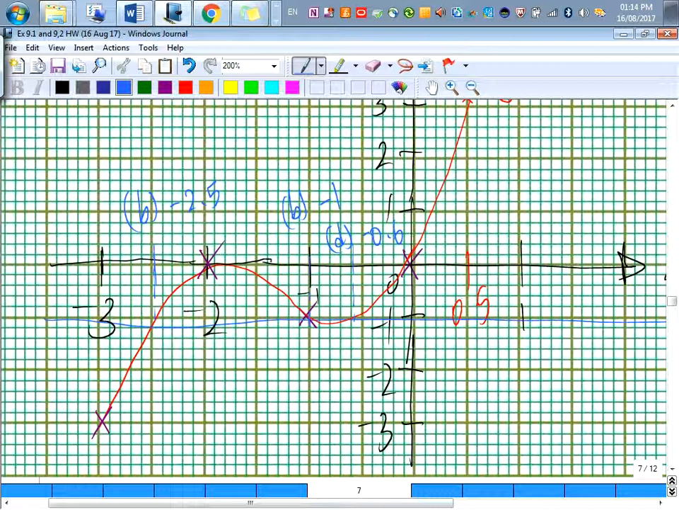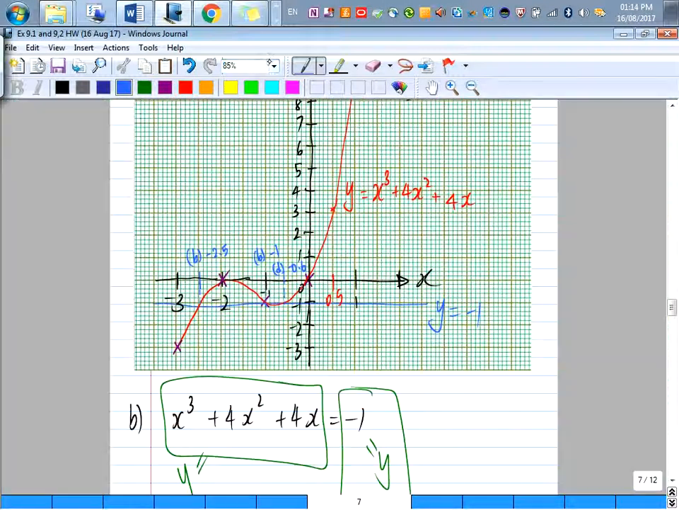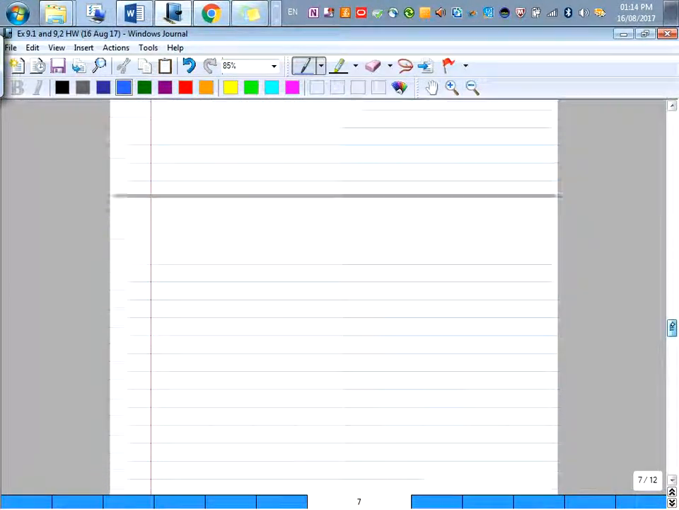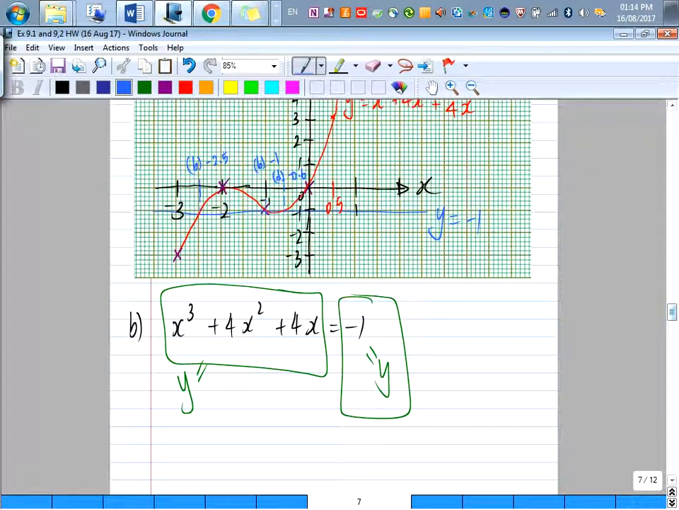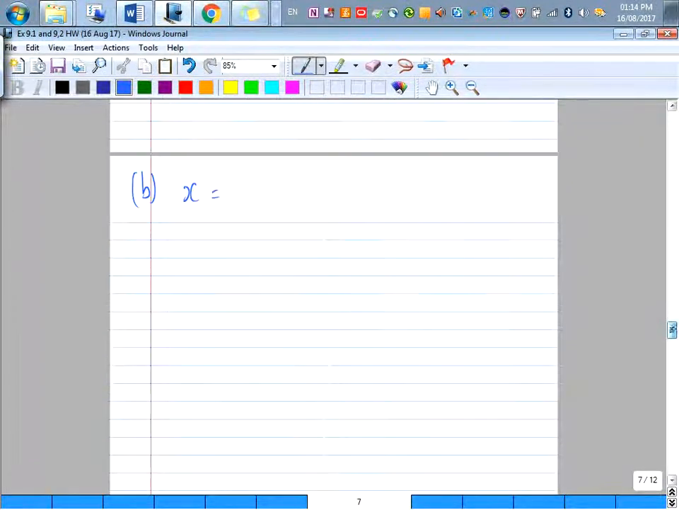Once I have them on my graph, I need to put it at the back of the page. At the back of your graph, you need to label question 5b, x equals, what are my values again? -2.5, -1, -0.6. -2.5 or -1 or -0.6. Okay?